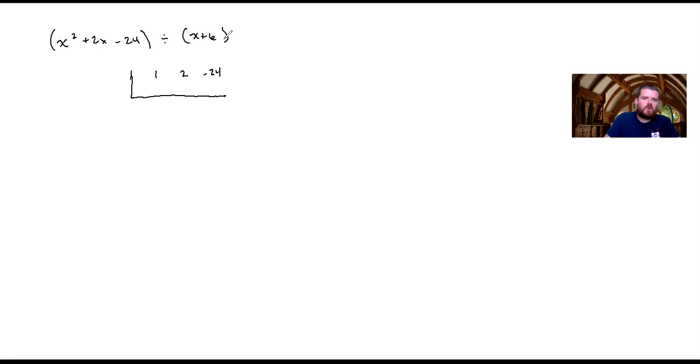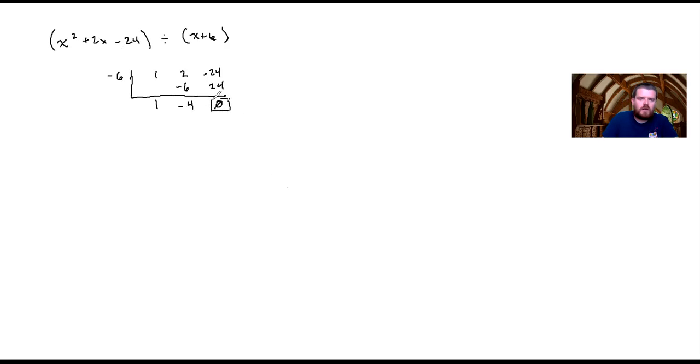On the outside, I'm going to write the opposite sign that I have here. So for x plus 6, I'm writing negative 6. Then we're going to bring this 1 down. What we do is we multiply 1 times negative 6 to get negative 6. We add the 2 and the negative 6 to get a negative 4. Negative 4 times negative 6 gives me positive 24. And then negative 24 plus positive 24 gives me 0.